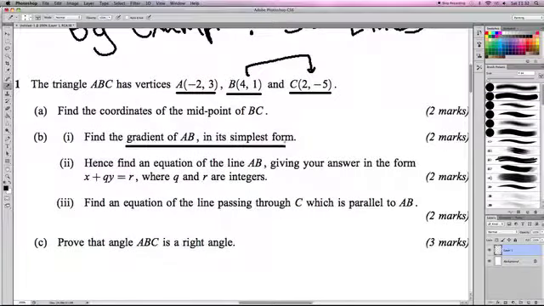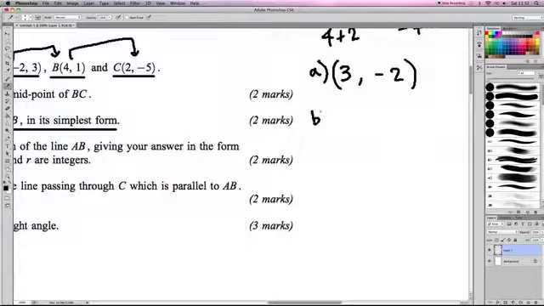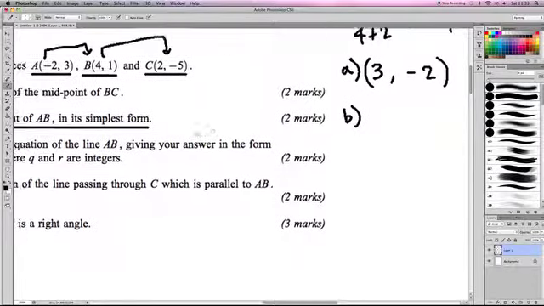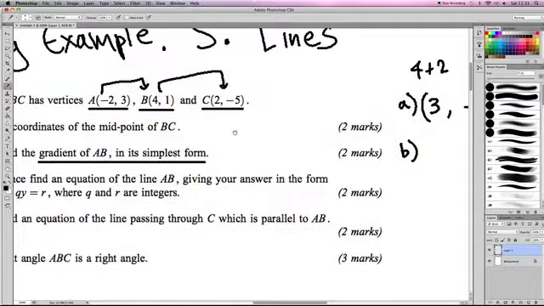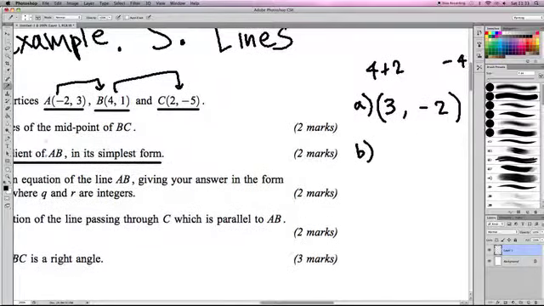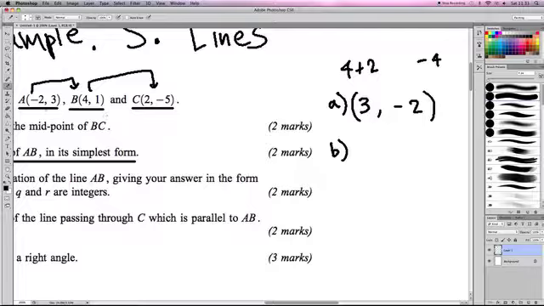It's going straight into finding a line equation. Sorry, not a line equation, a gradient of A to B this time. So you want to use your gradient equation, which is the change in y's divided by change in x's. It doesn't matter which coordinates you use first. It says A to B, so you can use A first and minus the y values from B, or likewise you could do from B to A. It doesn't matter. Just for convention, I'm going to do from A to B.